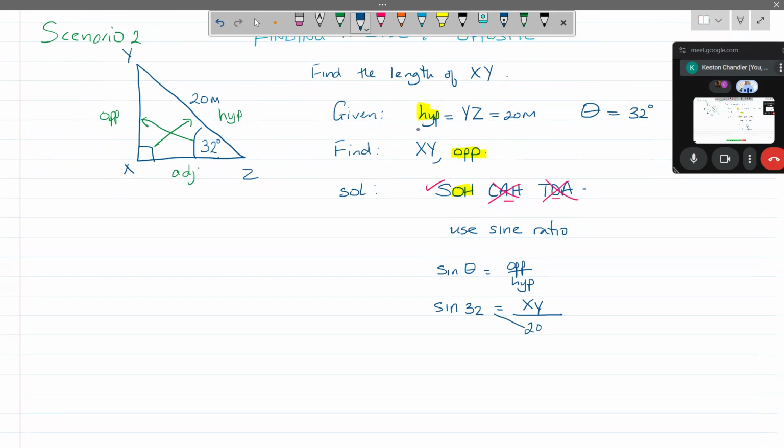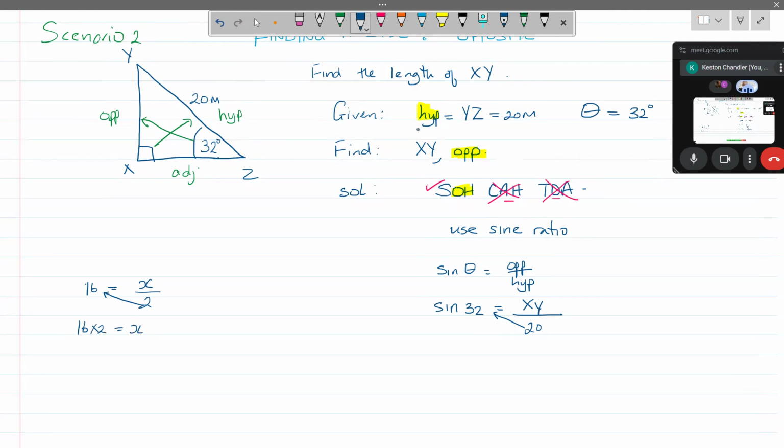I have to move this 20 across the equal sign, right? If I had something like 16 is equal to x over 2, and I need to find the value of x, we will move the 2 across the equal sign and I'll get 16 multiplied by 2 is x.